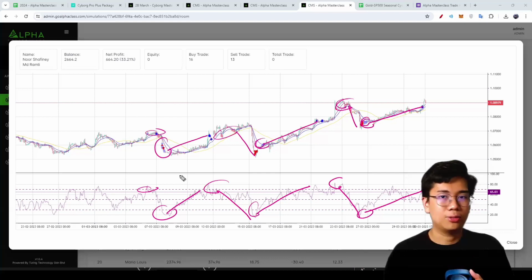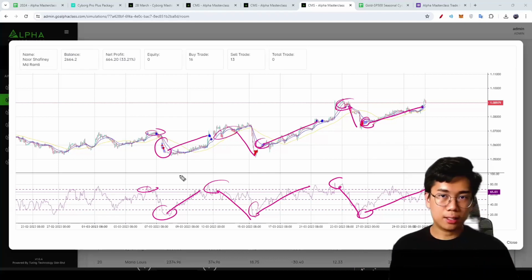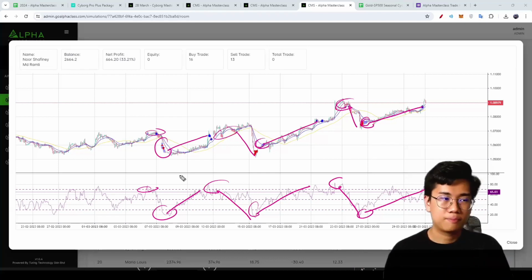Sometimes it's not about the skill that you don't know. It's you already know it, you already have the skill, but you just complicate things, which makes you become a loss.